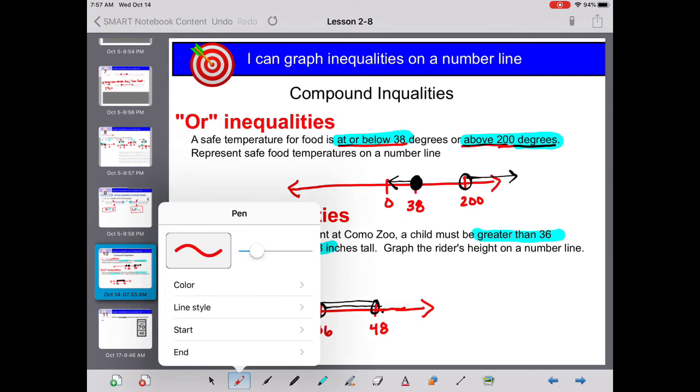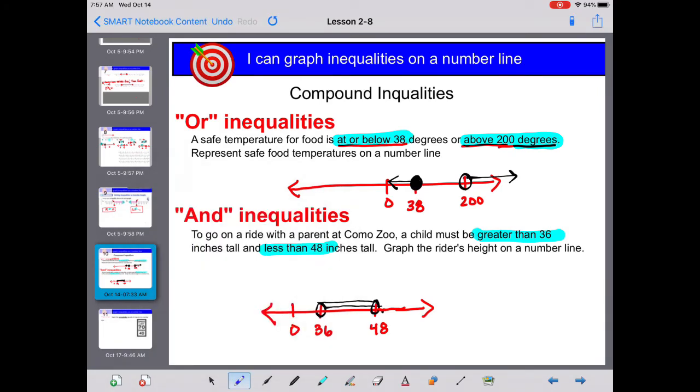So when I graph this, I'm going to change this to make the graph a little clearer. So greater than 36 is not equal to. So greater than 36 and less than 48 is not equal to. So I leave the circles not shaded in, and it's all heights between these two.